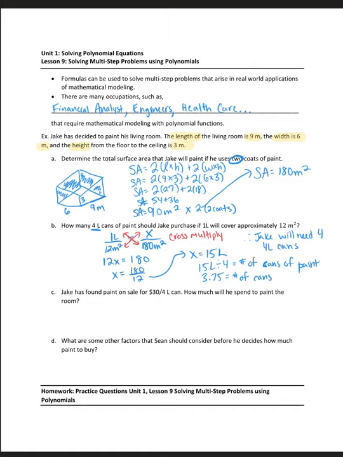So Jake has found on sale for $30 for each 4-liter can. How much will he spend to paint the room? So if we need 4 cans of it and they're $30 each, we're just going to multiply those together. So 4 times 30 is going to be $120 to paint the room.